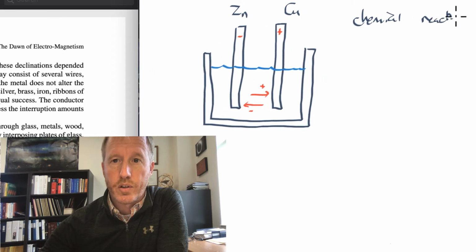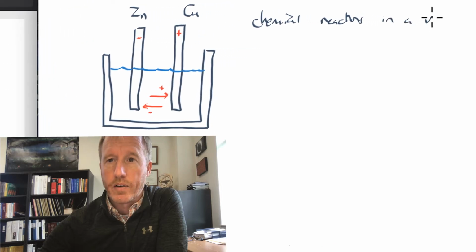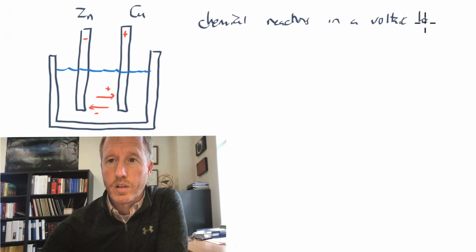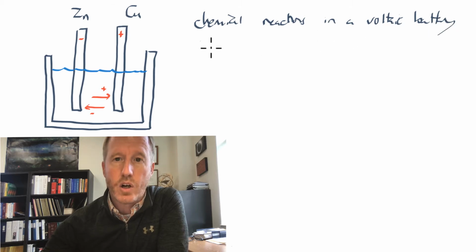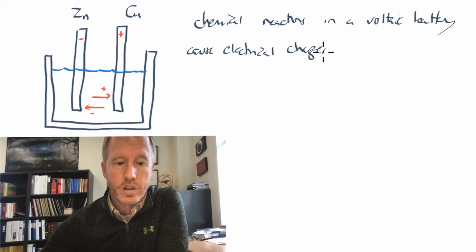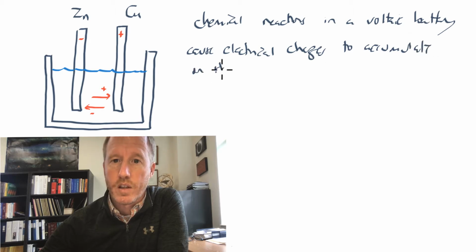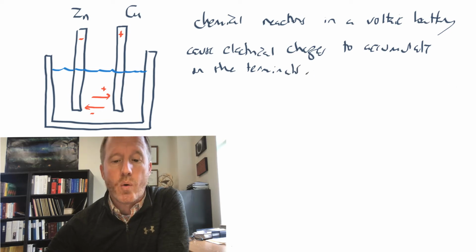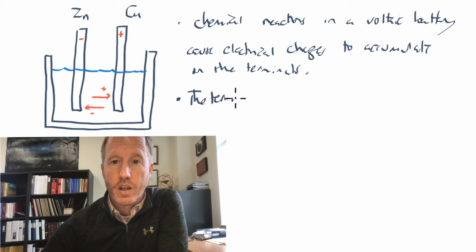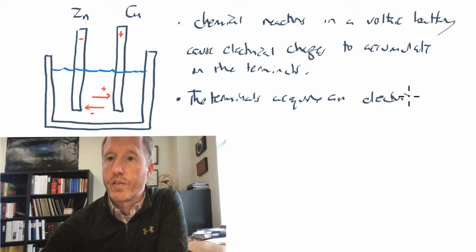So chemical reactions in a voltaic battery cause electrical charges to accumulate on the terminals. That is the point that's being made here. Now, these terminals acquire an electric potential difference, and this is today measured in volts.